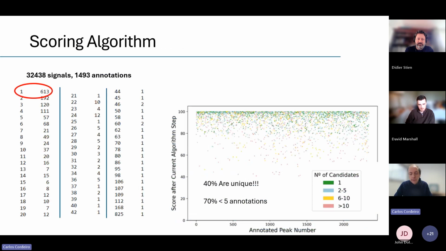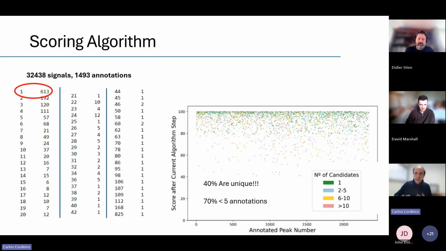But one thing we notice is when we go to curated databases, even if chemistry tells me that a lot of isomers are possible, not everything that is possible actually happens. And we start noticing that, for example, if you look at the situation where we have 32,000 signals, of which we can annotate, say, 1,500, about 40% of the annotations correspond to just one possible structure. Of course, we have very poor situations where we have things that can have 825 possible structures. But in between, the vast majority has less than 5 annotations.